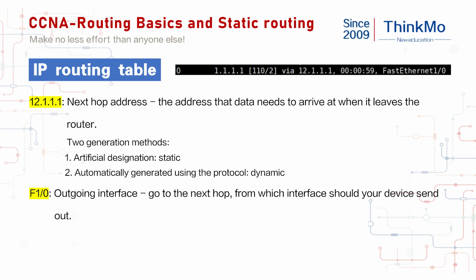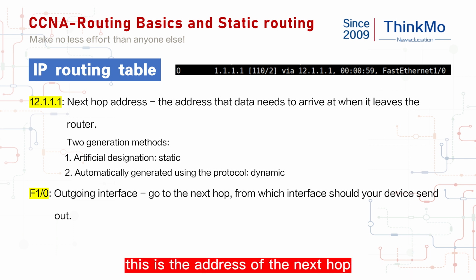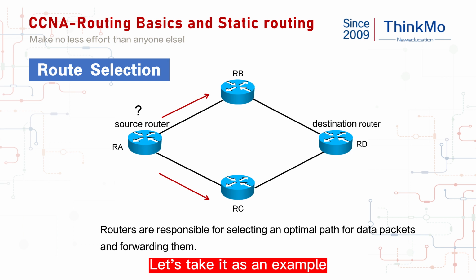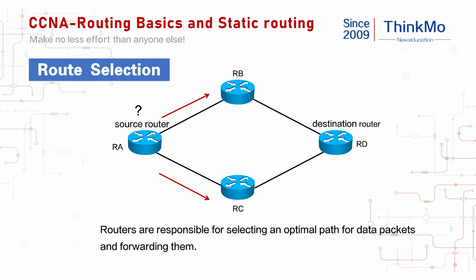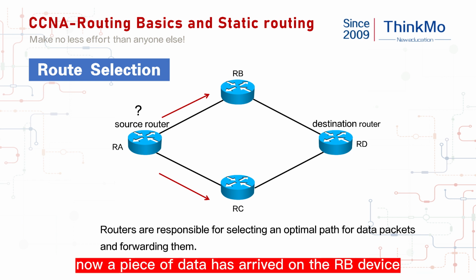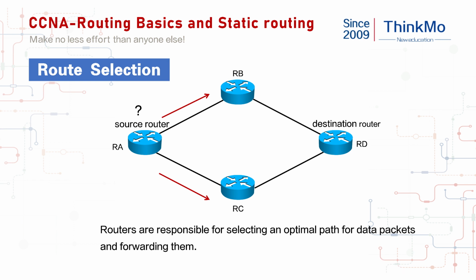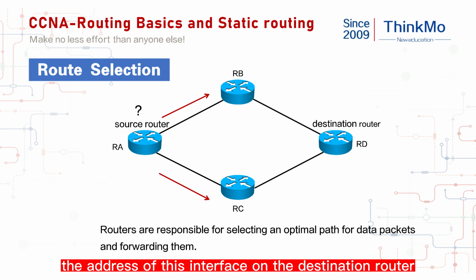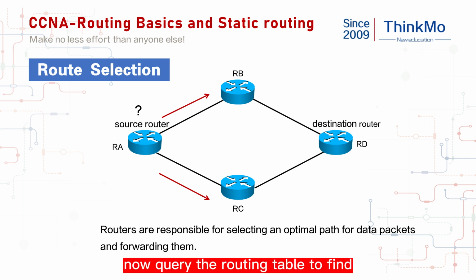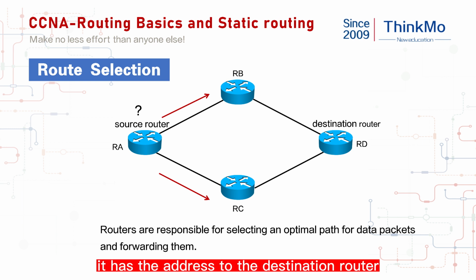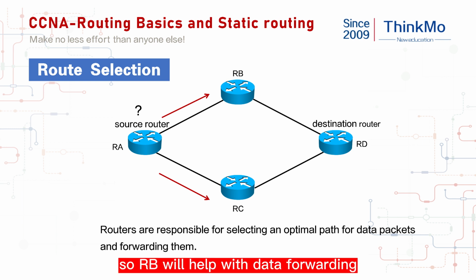12.1.1.1. This is the address of the next hop. Let's take it as an example. For example, now a piece of data has arrived on the RB device. The data is going to be the address of this interface on the destination router. Now query the routing table to find it. It has the address to the destination router. So RB will help with data forwarding.